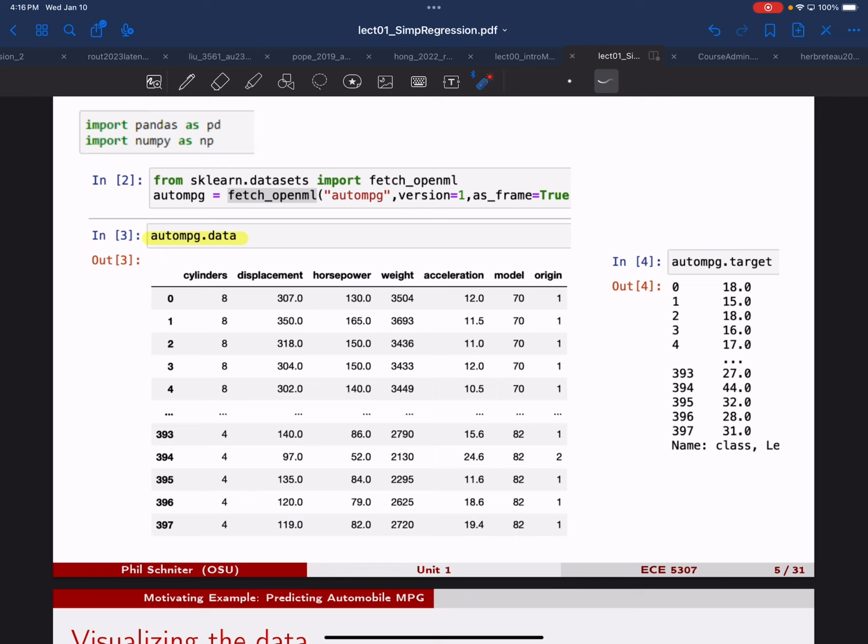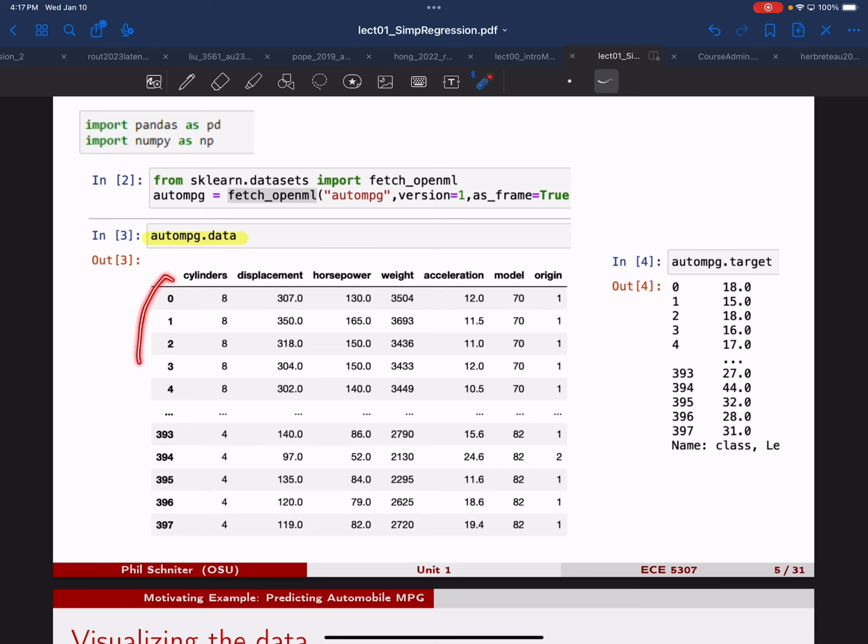And so here we're going to fetch from OpenML the dataset called AutoMPG, and notice here we're going to import it as a pandas data frame. So the thing that comes out of here is a pandas data frame, and when we look in the data field, we see this. If you just type this thing without any commands, it knows to just print out this summary of the data.